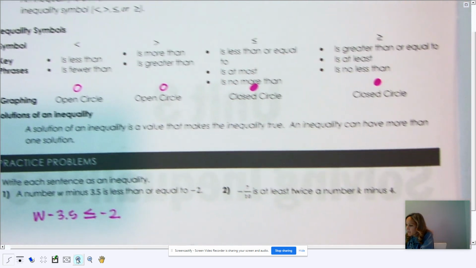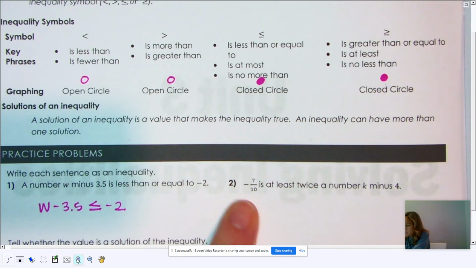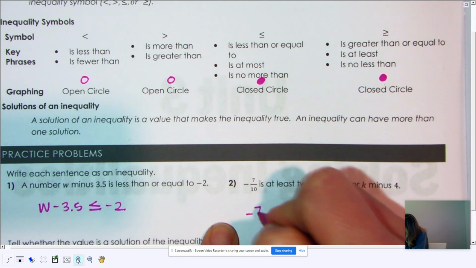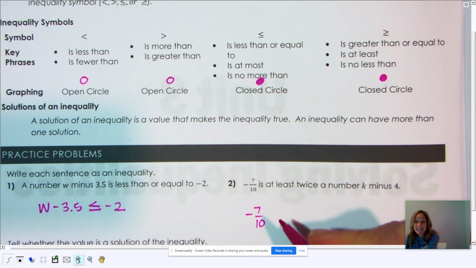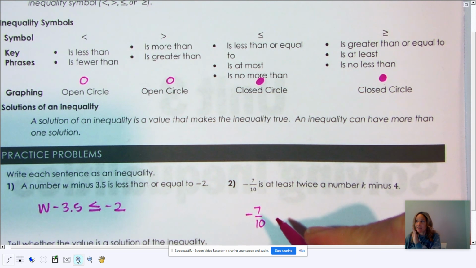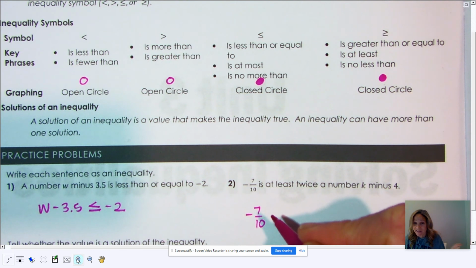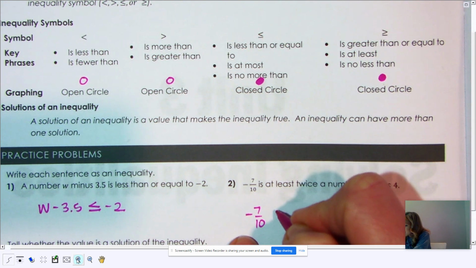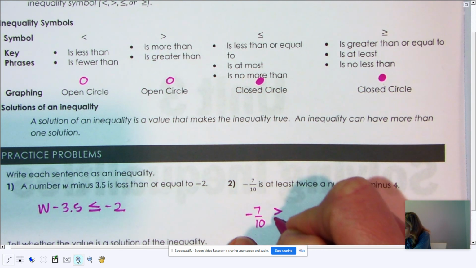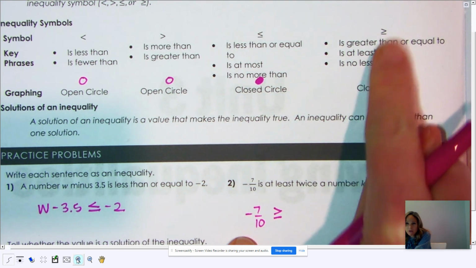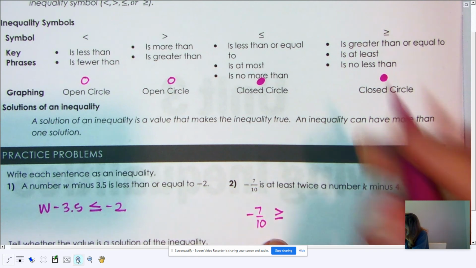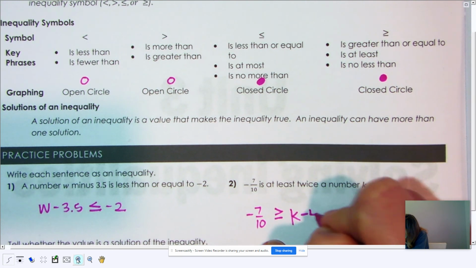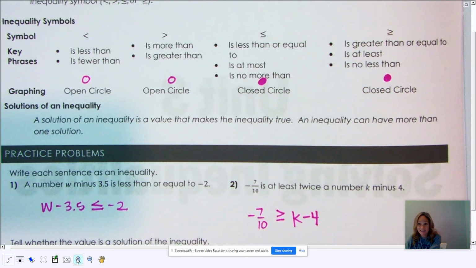Okay, so now we're going to put this one. -7/10 is at least. It's at least something. That means that the very least it could be is that other number, but really it's going to be more than it, more likely, right? So if this is at least something, then that means it's greater than or equal to. And if you forgot, you can always go back up here. At least, greater than or equal to, a number K minus 4. All right, that's it so far.